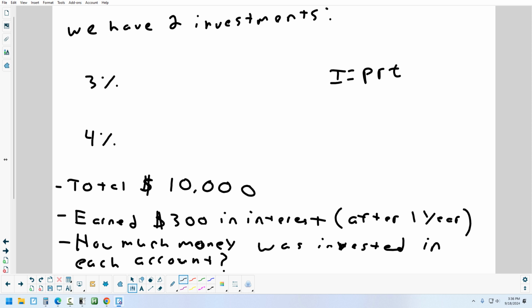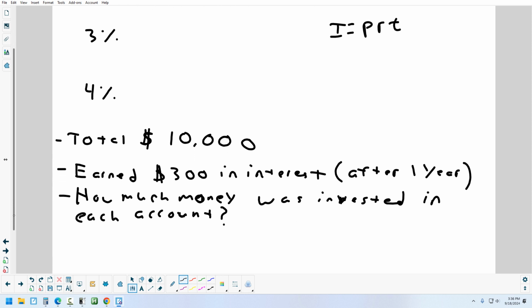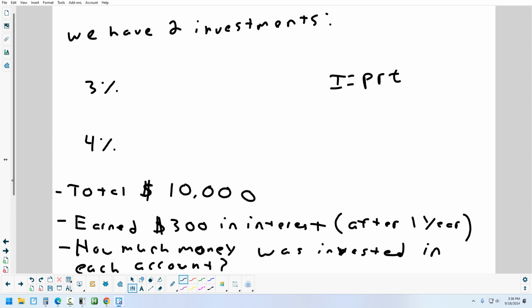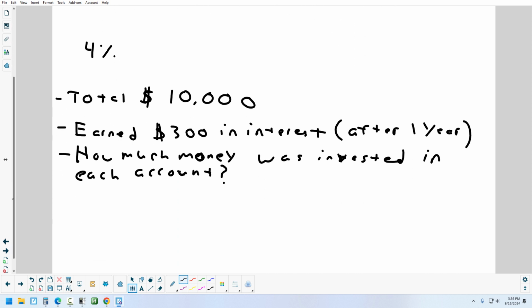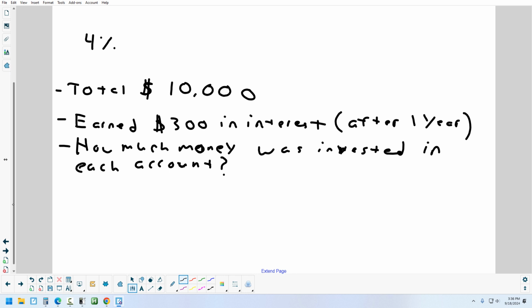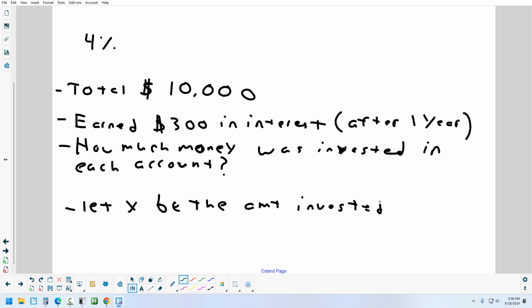All right, so the first thing we got to do is pick a variable, and let's let that variable be the amount of money we invest at 3%. So what do we want to use for a variable? Just X. Okay, so let X be the amount invested in the 3% account.